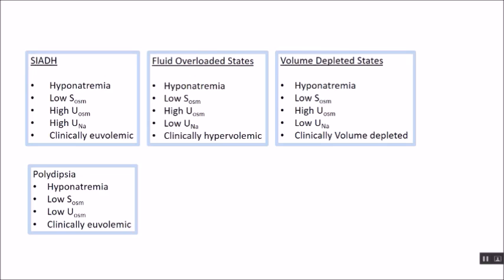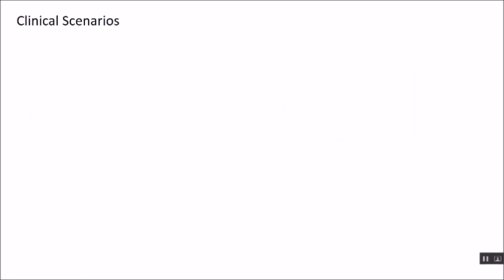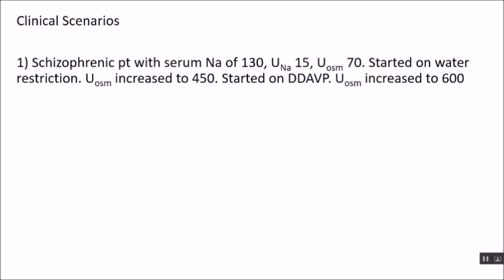And lastly, we have polydipsia, in which we have low serum osmolality but low urine osmolality, and clinically these patients are euvolemic. So now that we have covered this thus far, let's look at some clinical scenarios. First clinical scenario is a schizophrenic patient, and just saying schizophrenic patient should give you a tip off that here we are possibly dealing with psychogenic polydipsia. Low serum sodium, urine sodium is low, but urine osmolality is 70, it's less than 100, which tips you off that either this is primary polydipsia or solute deficiency.